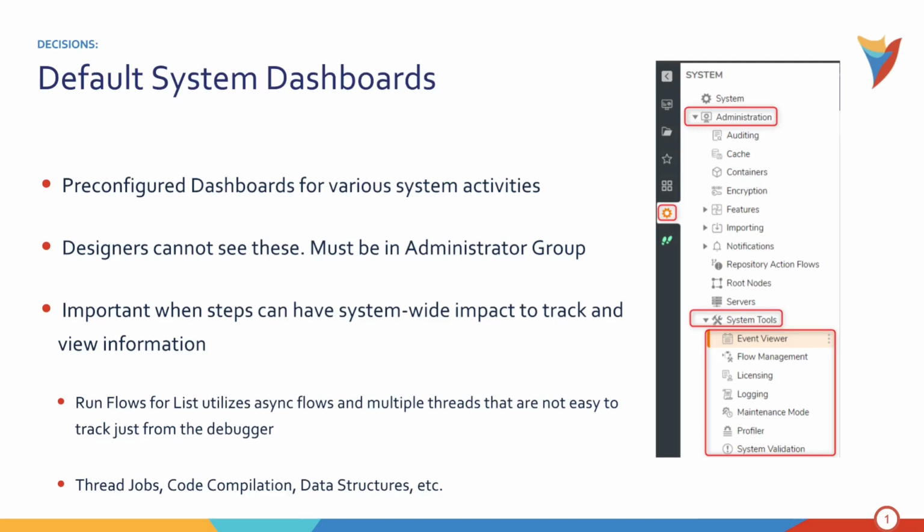Other things too, like code compilation, data structures, even just accounts that are accessing Decisions, can all be viewed in these various dashboards. So you'll find all these dashboards by going to the system folder, expanding administration and expanding system tools, and then you can see a number of useful dashboards in here. And we're going to talk about what you can find in Event Viewer, in Flow Management, in Logging, and in System Validation.